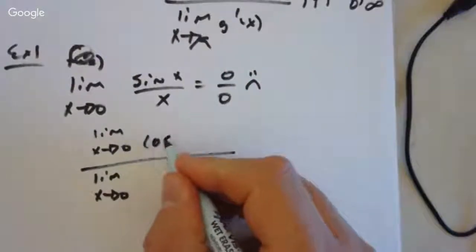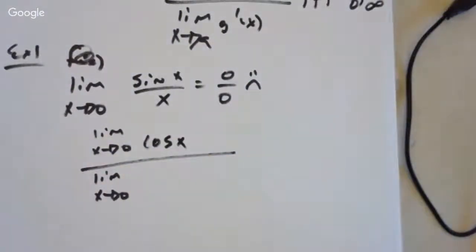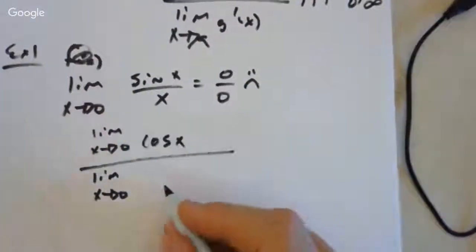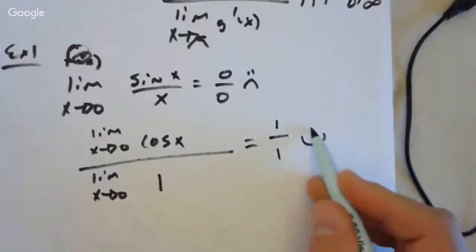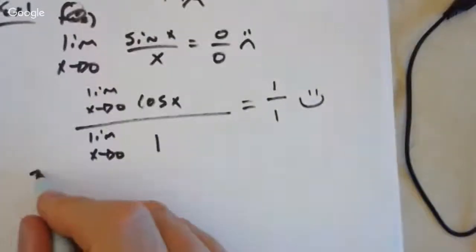Cosine of x. Negative or positive? Positive, right. What's the derivative of the bottom? 1. What's the limit of cosine as x gets really close to 0? 1. What's the limit of 1 as x gets really close to 0? 1, yes.